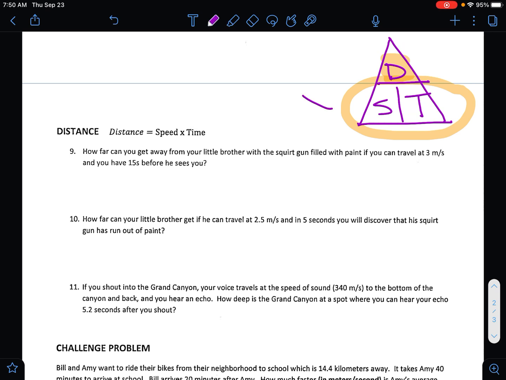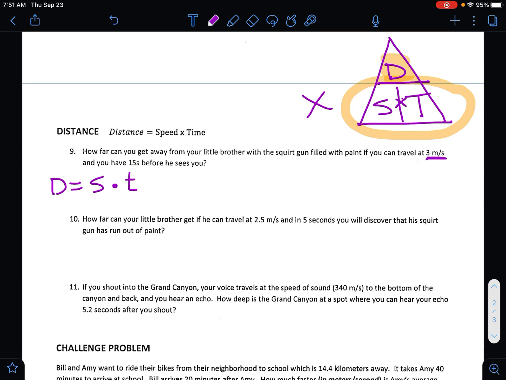Now, we know that if numbers are right next to each other, it's going to be multiplication. So I'm going to multiply these two numbers together, okay? All right, so I'm going to write out my formula. Distance equals speed times time. All right, so how far can you get away from your little brother with a squirt gun, with his squirt gun filled with water, if you can travel at 3 meters per second and you have 15 seconds before he sees you? All right, so time to plug in my numbers.